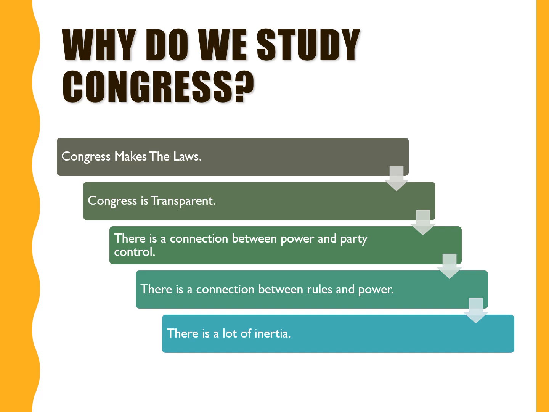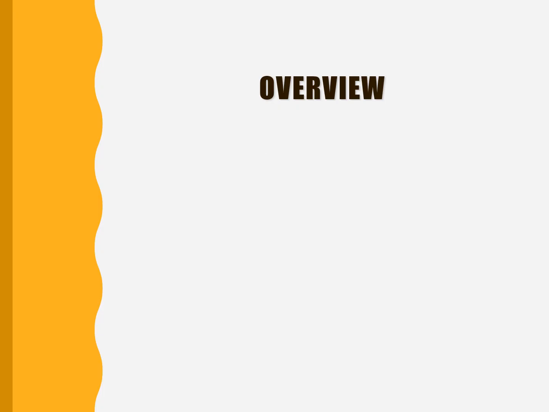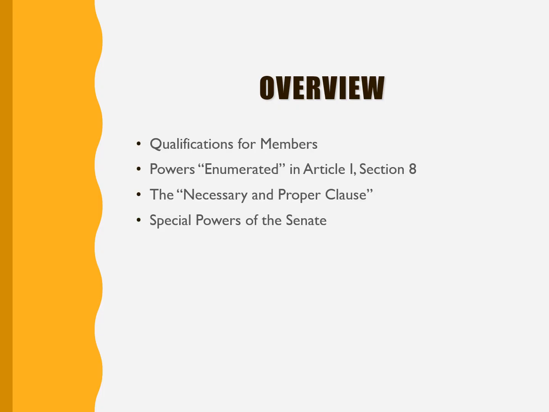And also there's a lot of inertia, and we get to study this. If we believe that very little change occurs on a day-to-day basis, studying Congress will help us understand why. Article 1 sets out the powers of Congress and does things such as set qualifications for membership.